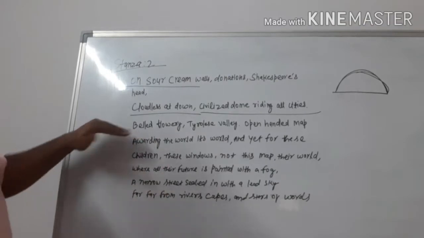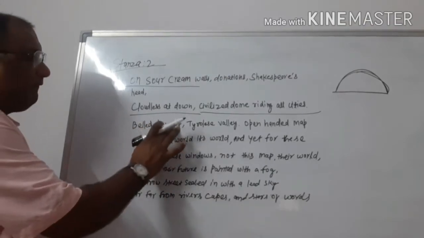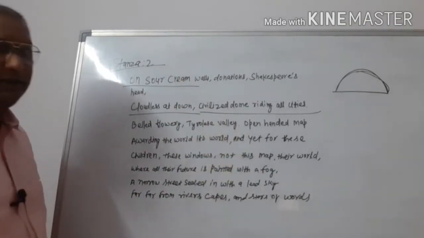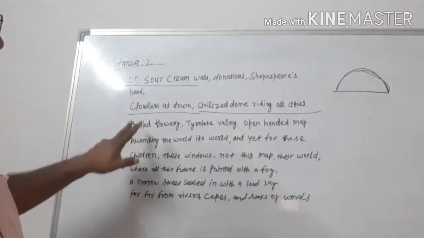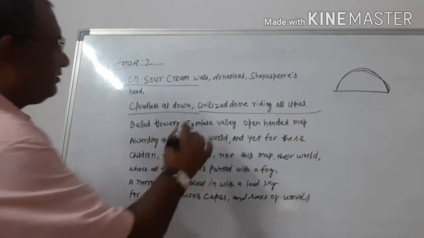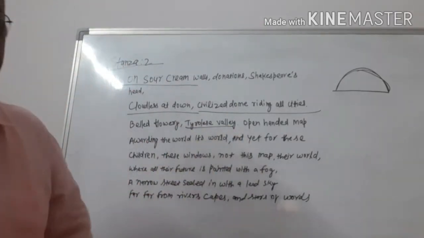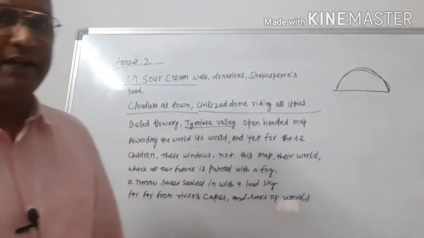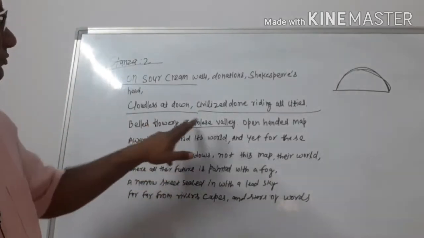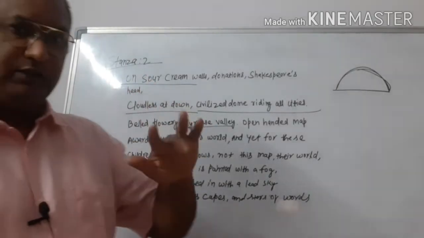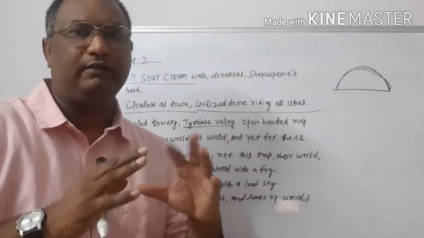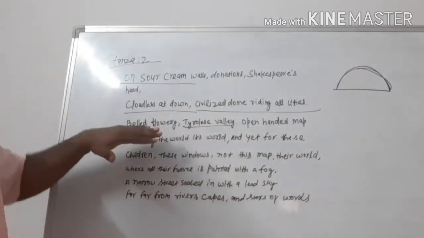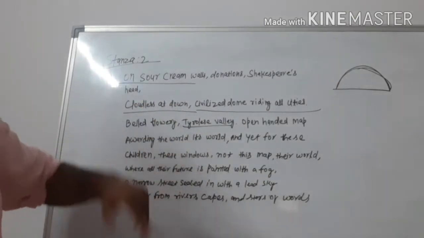Now moving to the next line, veiled, flowery, tireless valley. Now what other pictures are hung over the wall? There is the tireless valley. Tireless valley is a beautiful valley in the Mediterranean. So these pictures of the tireless valley are showing flowery scenes. There are gardens which are full of flowers.